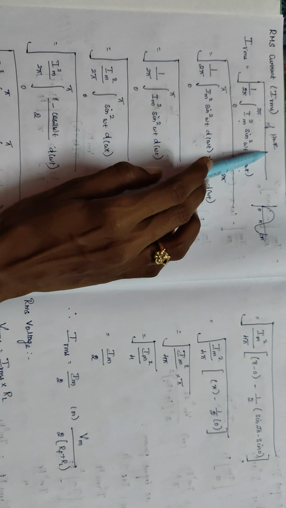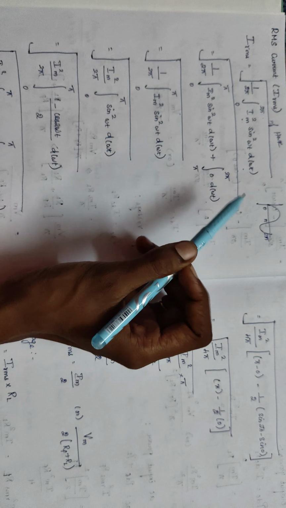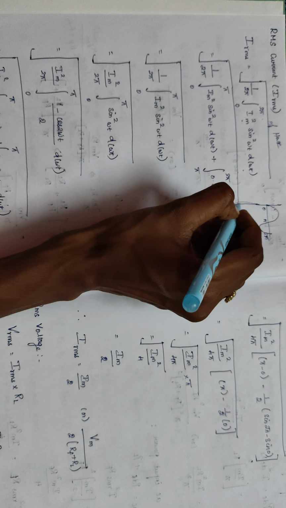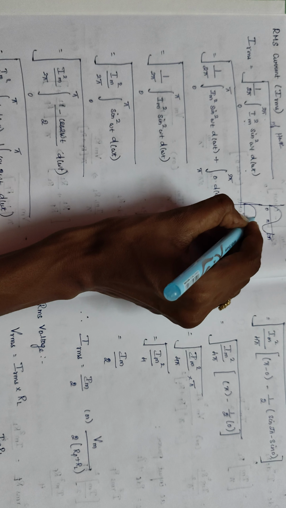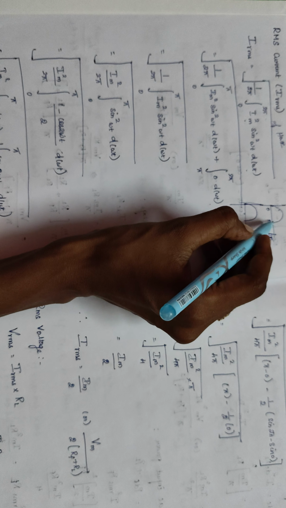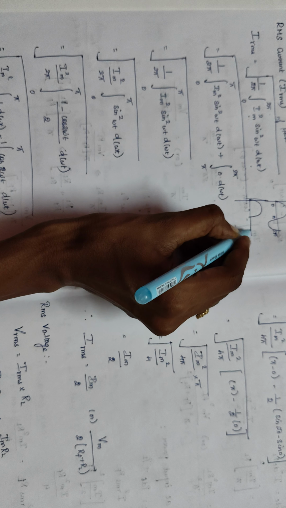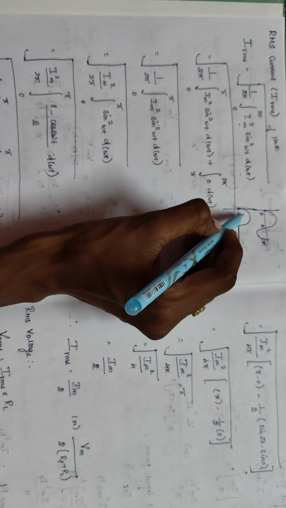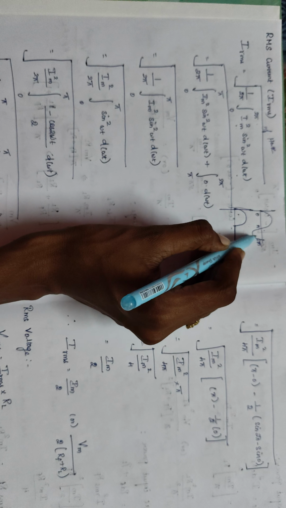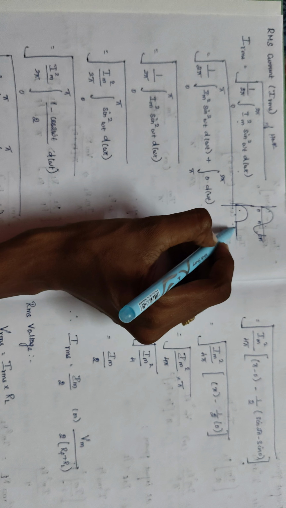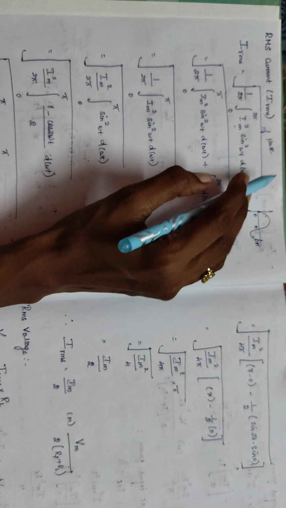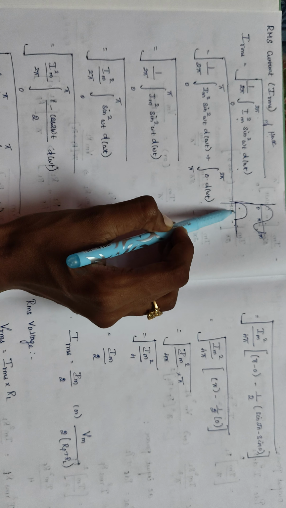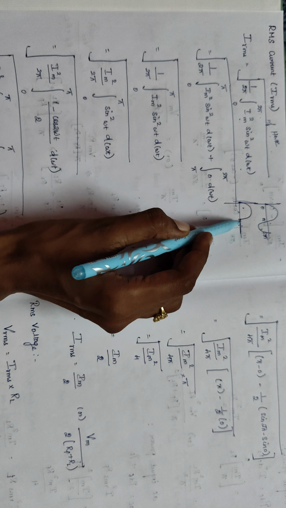So what is the function of the half wave rectifier? During the positive half of the cycle, you will get the output. You will get the output only during the positive half of the cycle, and during the negative half of the cycle, you will not get any wave. This is the function of the half wave rectifier. So 0 to pi you will get the output, and during pi to 2 pi you will not get any wave.